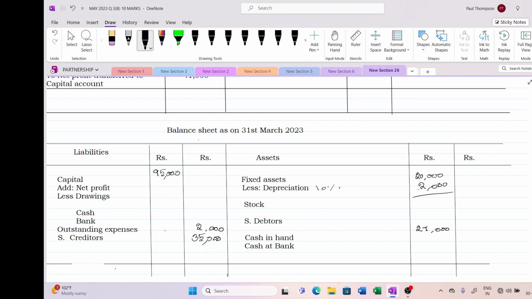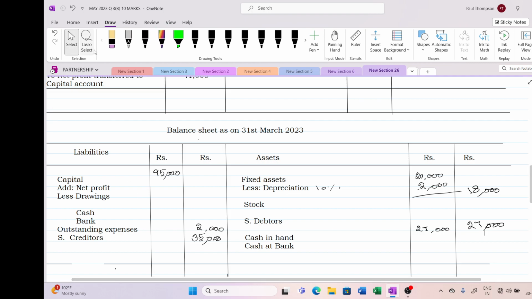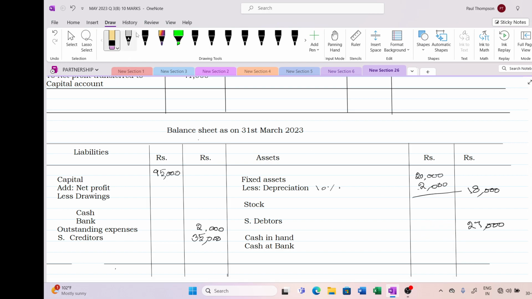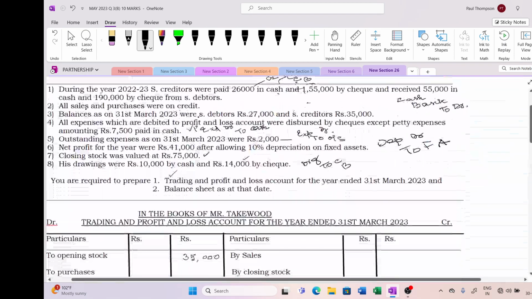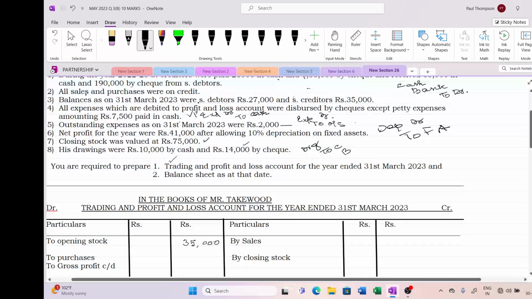Write it in the outer column 18,000. I'll write this debtor also in the outer column 27,000. I'll rub off this. Okay. So now next one is, so we have completed depreciation and 41,000 I have already entered.